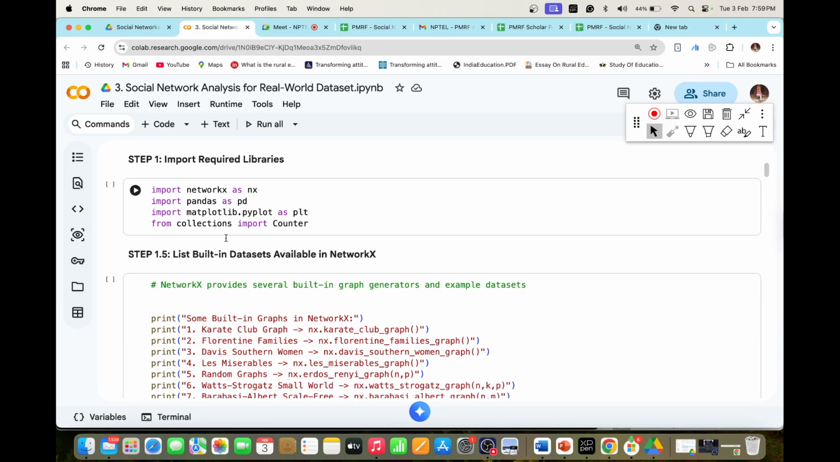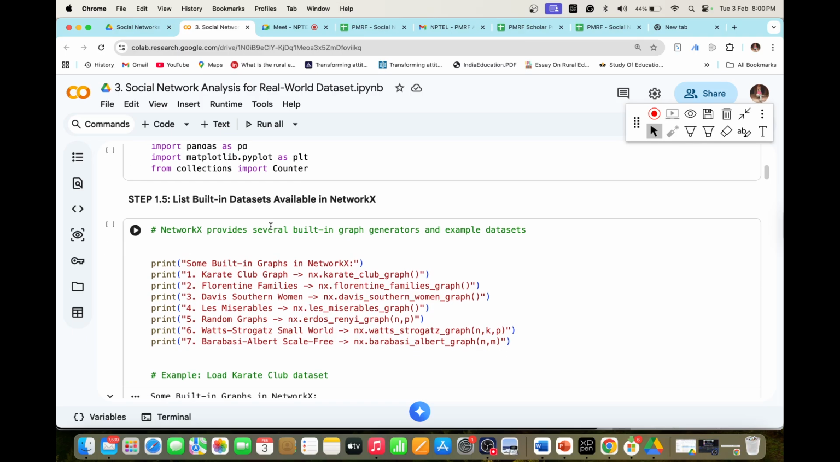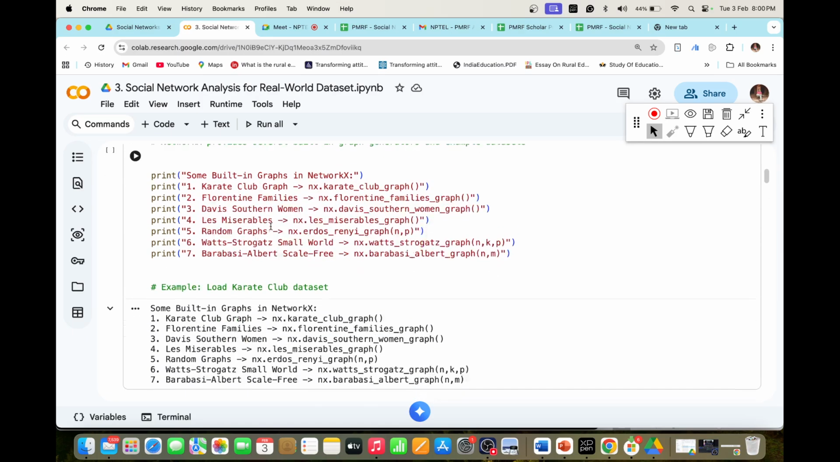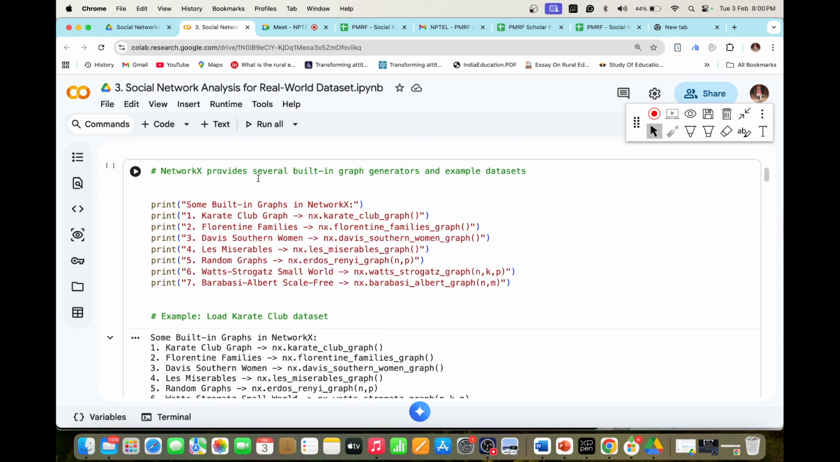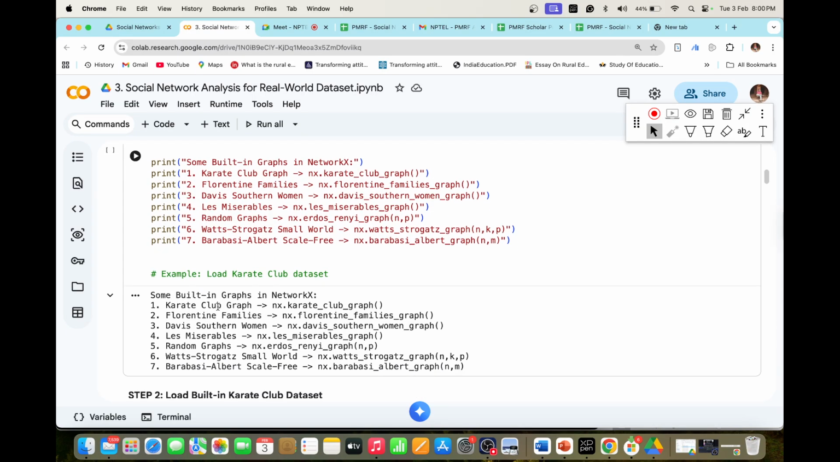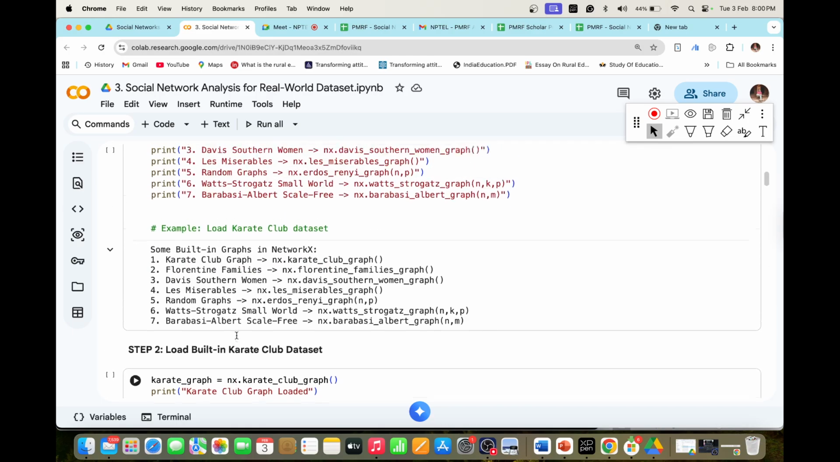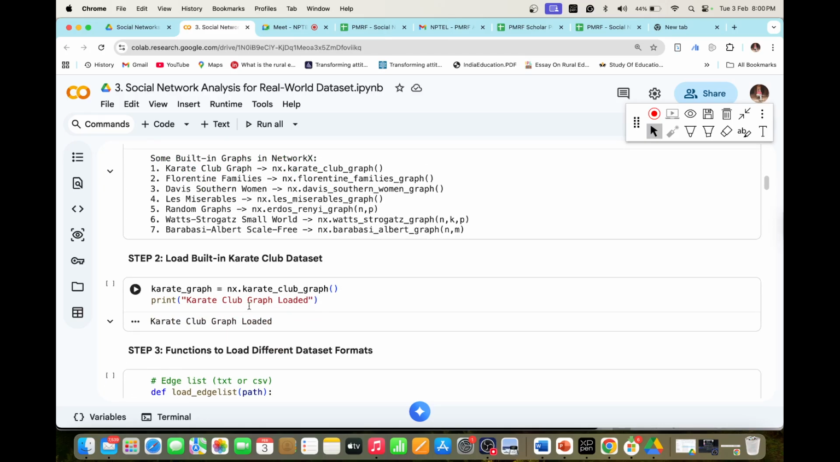So what we have done, we have imported all the libraries, that is NetworkX, pandas, matplotlib, and then a library called collections, from which we import Counter. NetworkX provides several built-in graph generators and example datasets, some are the Karate Club graph, Florentine families, Davis Southern women, Les Miserables, and random graphs. From all these datasets, we will be using the Karate Club graph.